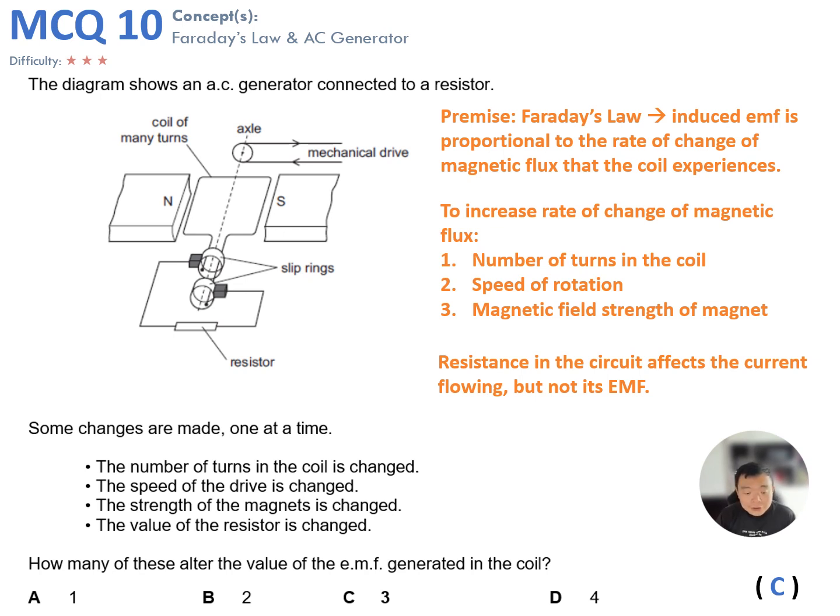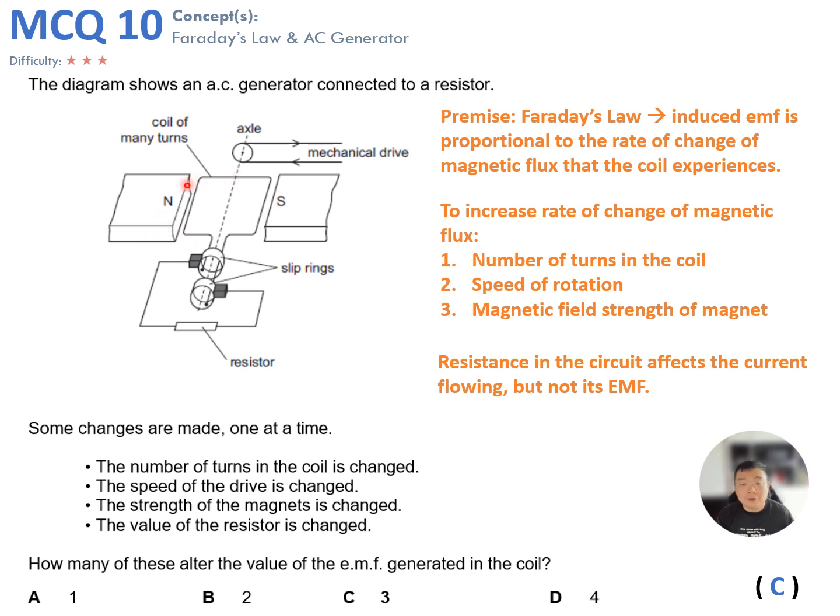Now, when we change the resistance of the resistor in the external circuit, we will affect the induced current that flows, because current depends on two things: the EMF that is induced and also the resistance. So altering one of these two, including altering the resistance, will affect the induced current. However, the resistance does not affect the induced EMF. It only affects the induced currents.